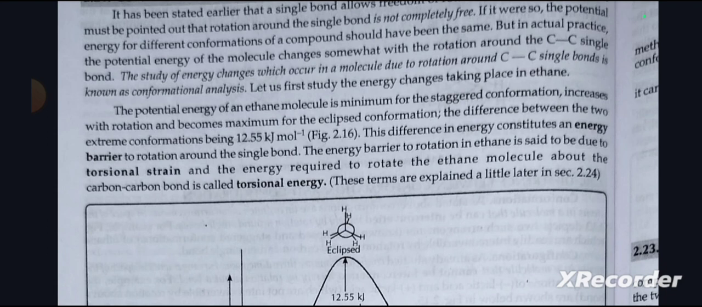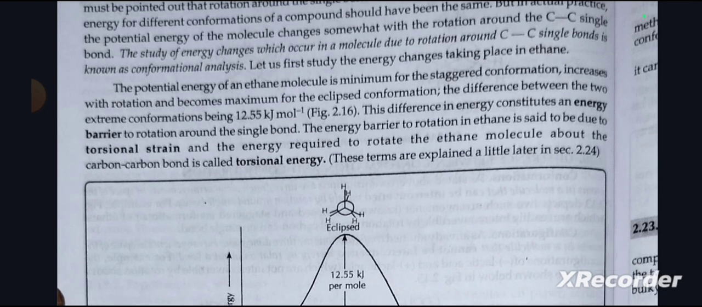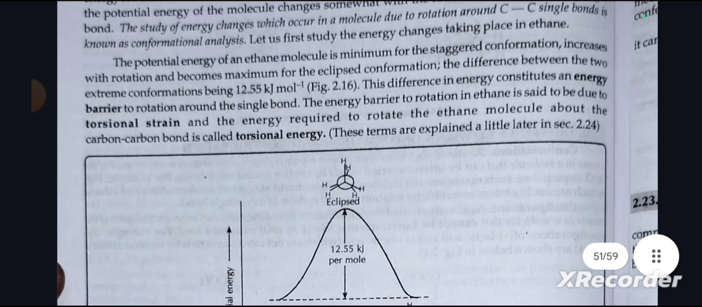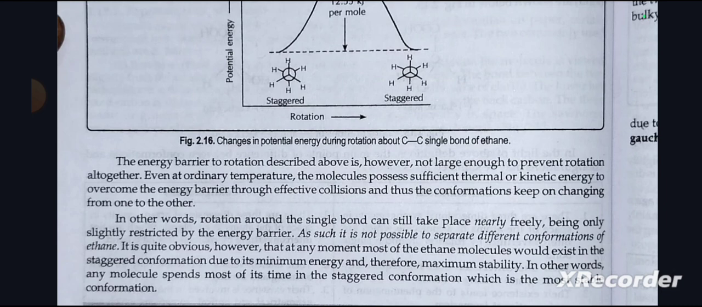The potential energy of an ethane molecule is a minimum for the staggered conformation, increases with rotation, and becomes maximum for the eclipsed conformation. The difference between the two extreme conformations is 12.55 kilojoule per mole, figure 2.16. This difference in energy constitutes an energy barrier to rotation around the single bond. The energy barrier to rotation in ethane is said to be due to torsional strain, and the energy required to rotate the ethane molecule about the carbon-carbon bond is called torsional energy. These terms are explained a little later in Section 2.24. Figure 2.16: Changes in potential energy during rotation about the C-C single bond of ethane.